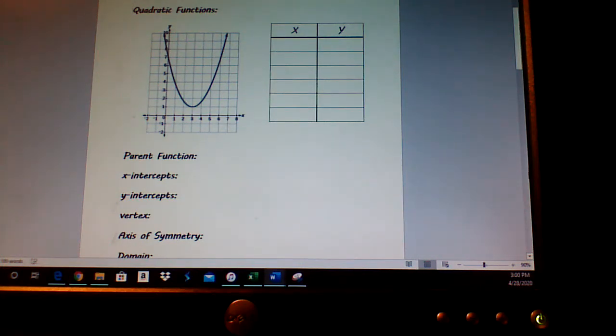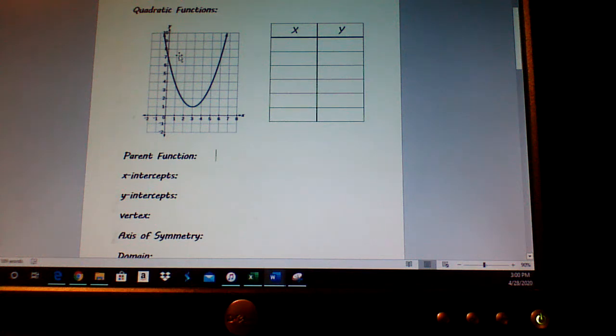Alright, in this video we're going to talk about quadratic functions. Quadratic functions, remember, are our U-shaped functions here. If I look on a graph, I will see that it is a U shape, either facing upwards or facing downwards. Alright? Now that's what it looks like in a graph.